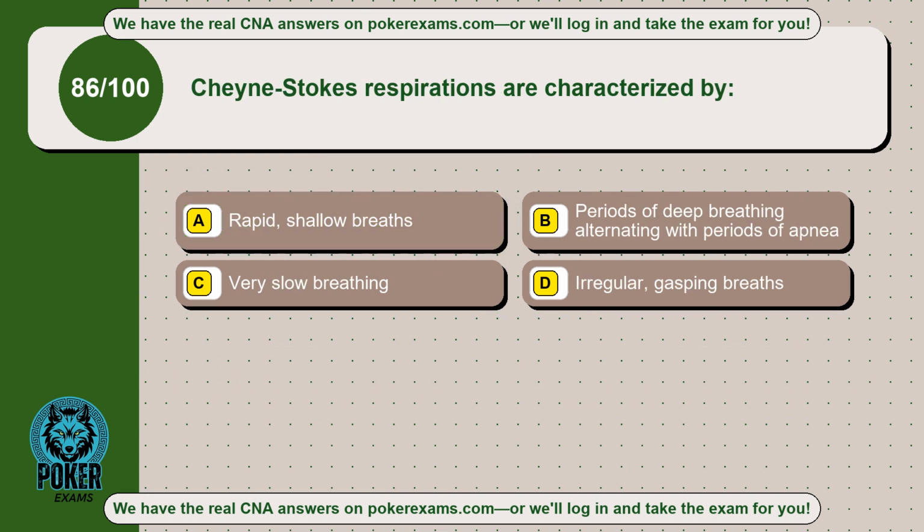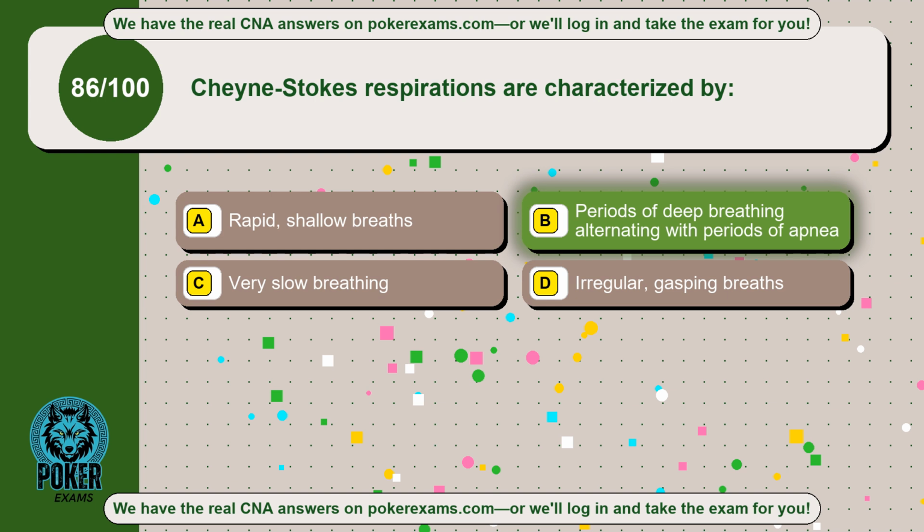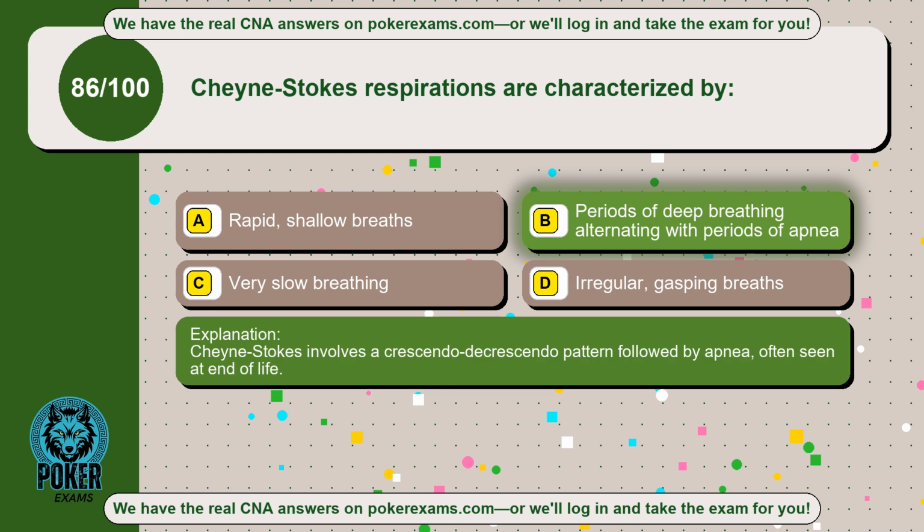Question 86. Cheyne-Stokes respirations are characterized by: Option A, rapid, shallow breaths. Option B, periods of deep breathing alternating with periods of apnea. Option C, very slow breathing. Option D, irregular, gasping breaths. The correct answer is option B, periods of deep breathing alternating with periods of apnea. Cheyne-Stokes involves a crescendo-decrescendo pattern followed by apnea, often seen at end of life.